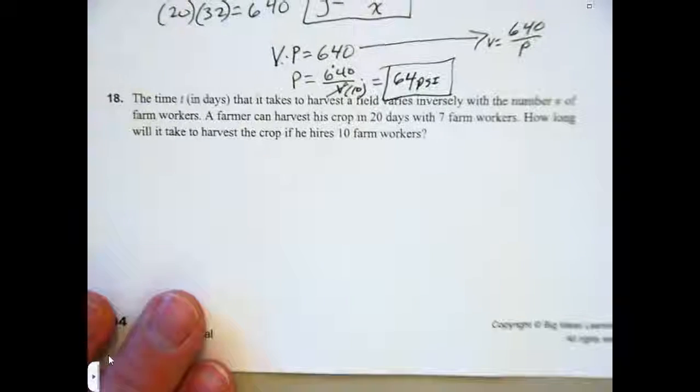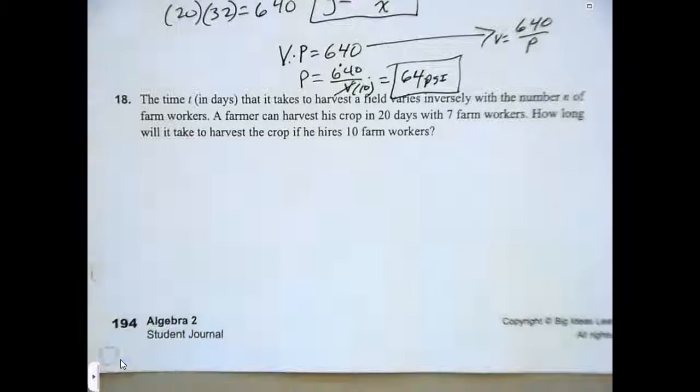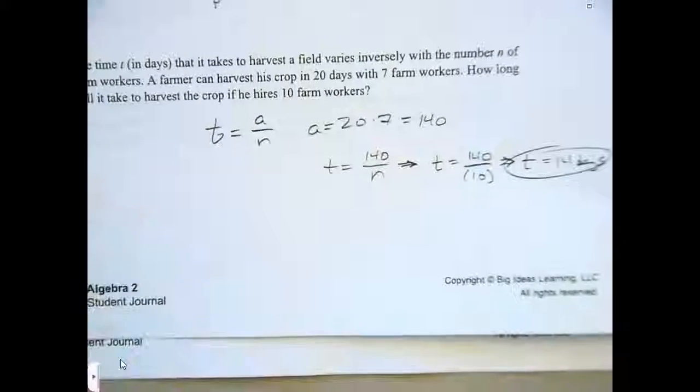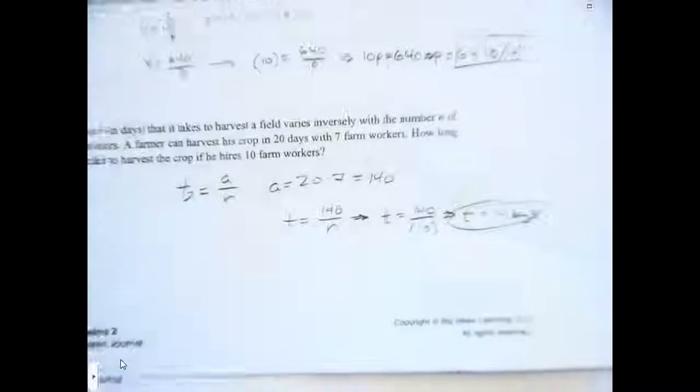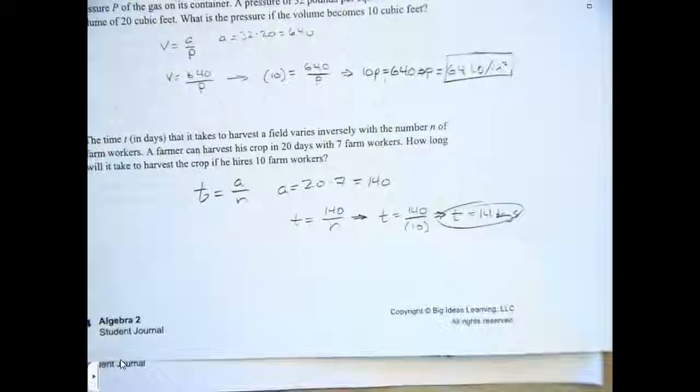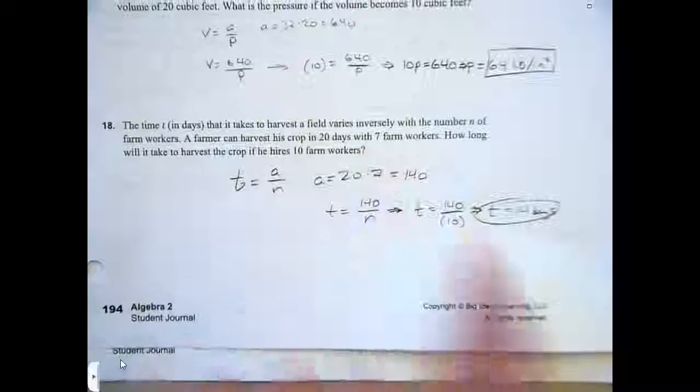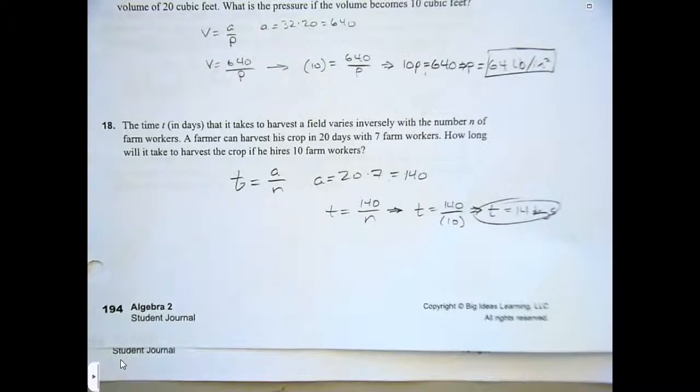Why don't you guys go ahead and complete that one? I'll put up the answer here in a minute. Okay, the answer to number 18, there it is. 14 days. Okay. Use the 20-day crop for 7 farm workers to get A equals 140. You plug it in, and you got it there. T equals 14 days. Any questions?